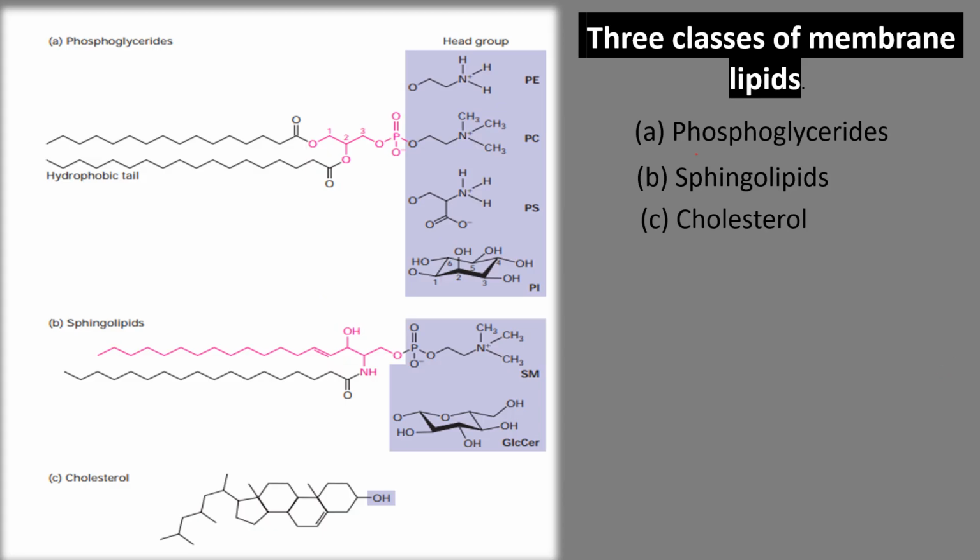There are three types of membrane lipid: phosphoglyceride, sphingolipid, and cholesterol. Phosphoglyceride has different types of head groups: phosphatidylethanolamine, phosphatidylcholine, phosphatidylserine, and phosphatidylinositol. Different types of amino acids make the difference between these head groups. The sphingolipids also have different head groups, that is sphingomyelin and glucosylceramide, which give different types of sphingolipid. And the last one is cholesterol.